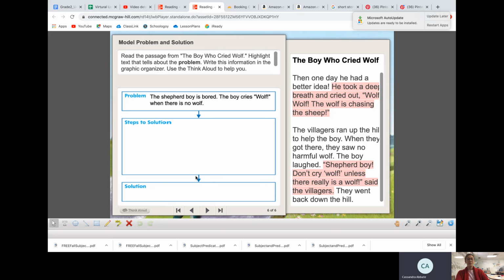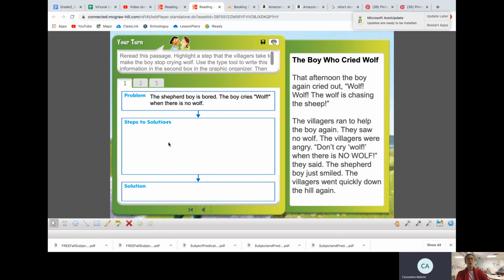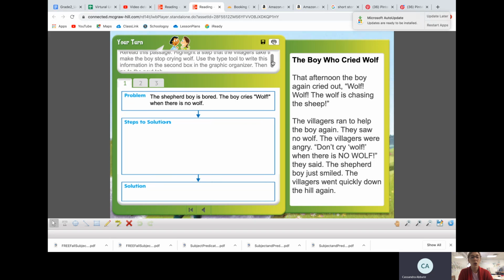All right. So now we're going to focus on steps to the solution. I know our first video didn't talk about steps to the solution, but this is just going to help us have a better understanding as to how to find the solution in any text. Okay, so we're going to reread this passage. We're going to highlight the steps that the villagers took to make the boy stop crying wolf.